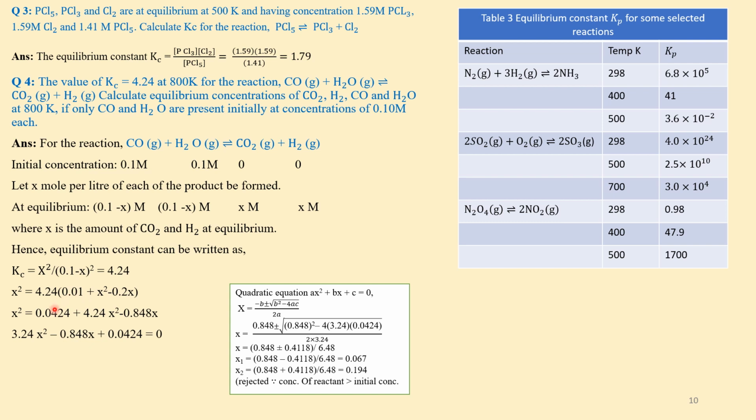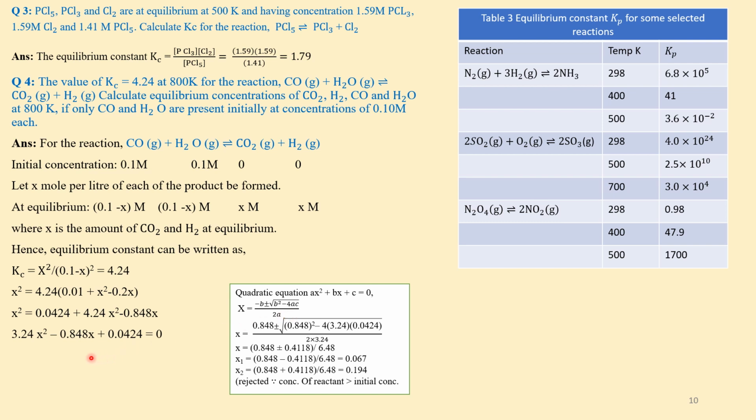Now simplifying the equations and making a quadratic equation, x square is equal to 0.024 plus 4.24 x square minus 0.848 x. This is a quadratic equation of the form given in the insert box as ax square plus bx plus c equal to 0. Applying the solution using the quadratic mathematics relation, x is equal to minus b plus or minus square root of b square minus 4ac over 2a.